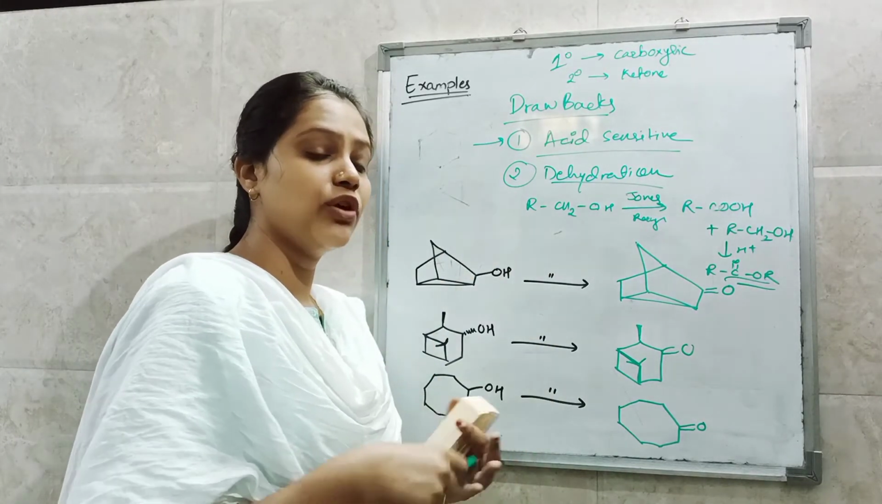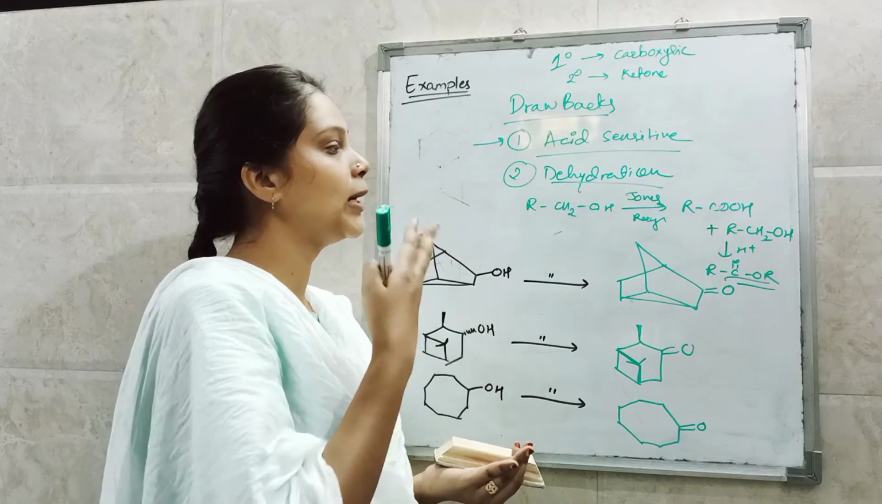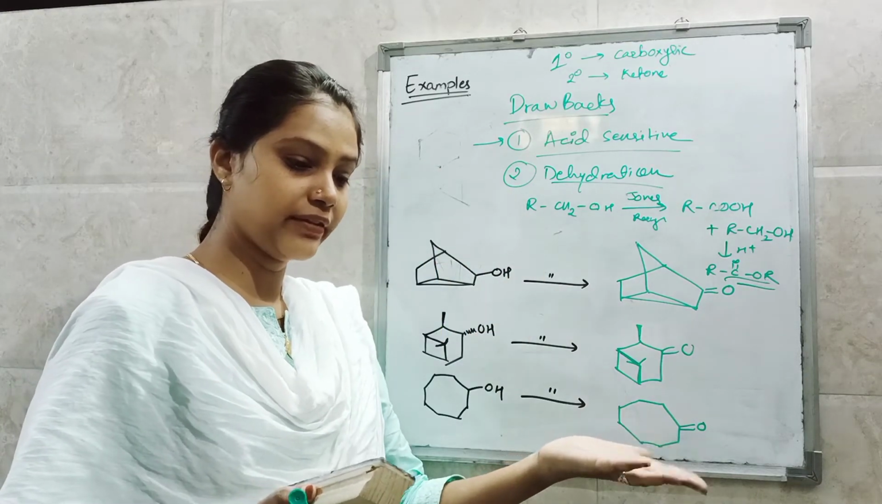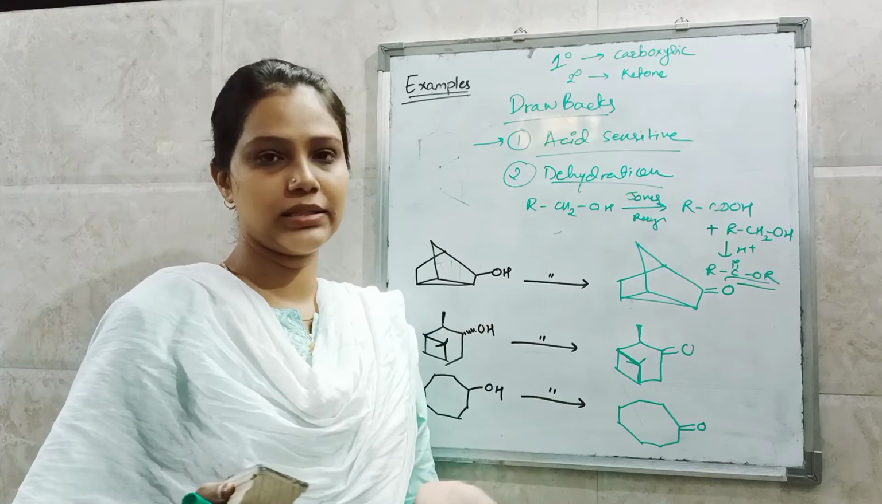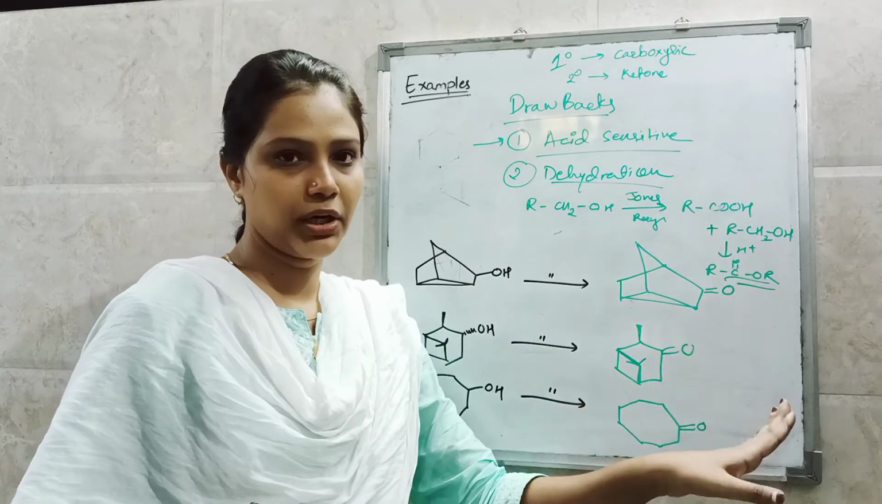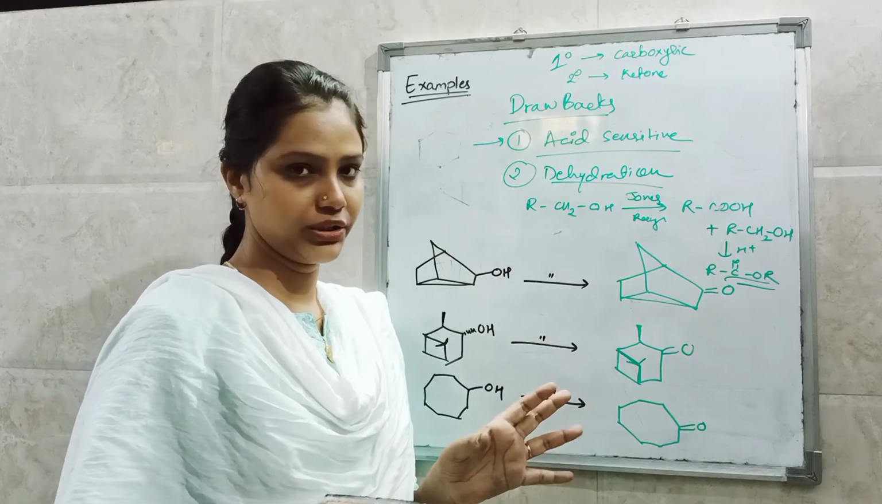If your molecule has an acid sensitive group, you cannot use Jones reagent for oxidation of alcohol. Also, if you have a primary alcohol, it will oxidize to carboxylic acid, and further, as acid is present in your system, dehydration will take place and you will sometimes get an ester as a product. So these are the two main drawbacks of Jones reagent.